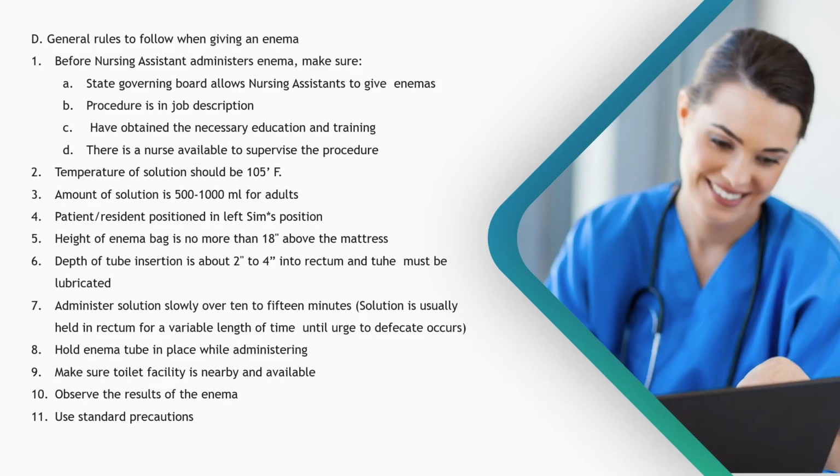Patient or resident should be positioned in left Sims position. The height of the enema bag should be no more than 18 inches above the mattress. Depth of tube insertion is about 2 to 4 inches into the rectum, and the tube must be lubricated. Administer solution slowly, over 10 to 15 minutes. The solution is usually held in the rectum for a variable length of time, until urge to defecate occurs.